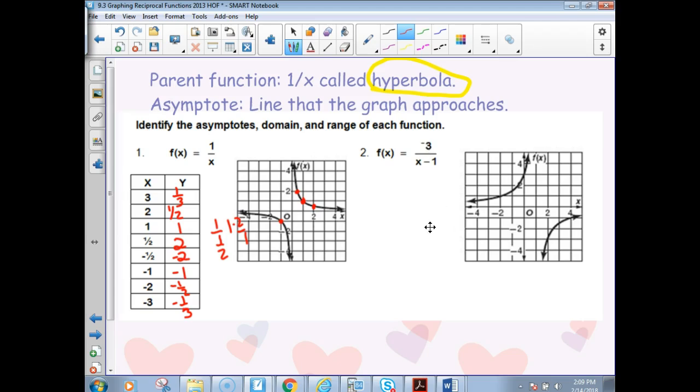Okay, so let's check out this next one. It's asking us to identify the asymptotes and give the domain and the range. So the vertical asymptote is x equals 0. The horizontal asymptote is y equals 0. So for this one, the domain is all reals except 0, and so is the range.